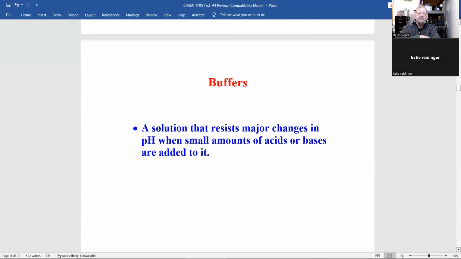Now, an interesting concept is called a buffer. And I'm not going to go into how you make buffers in this class, but it's a solution that resists major changes in pH when small amounts of acid or base are added to it. So if you have a buffer solution and you add a small amount of acid, the pH doesn't change. If you add a small amount of base, the pH doesn't change.